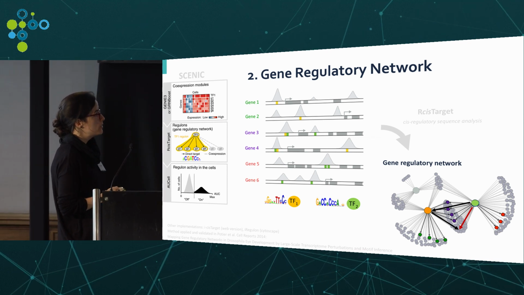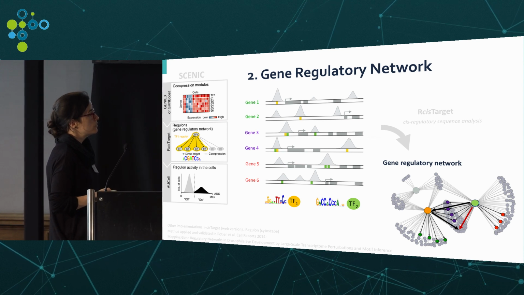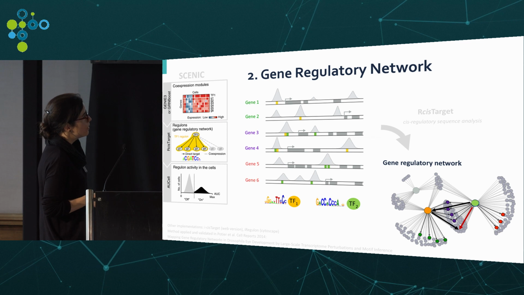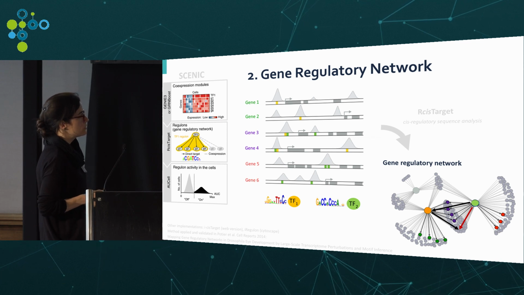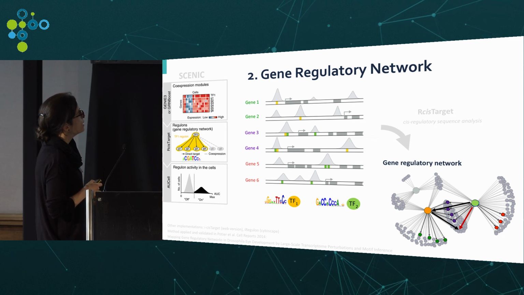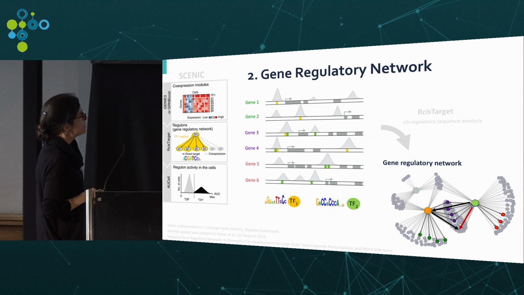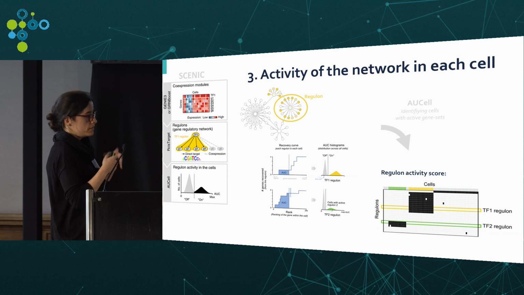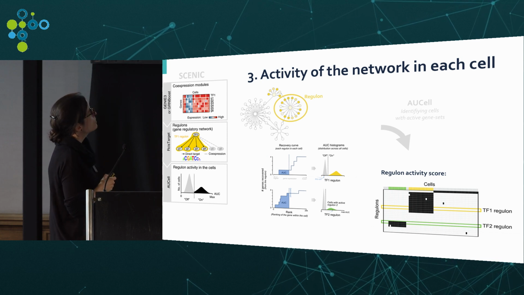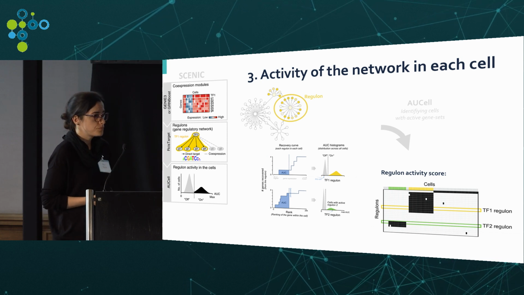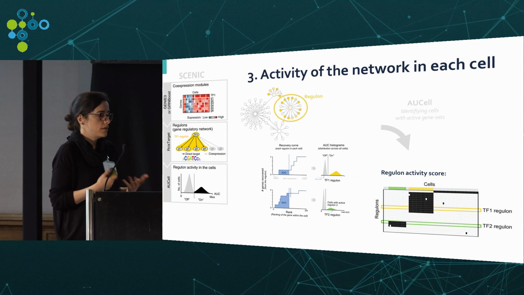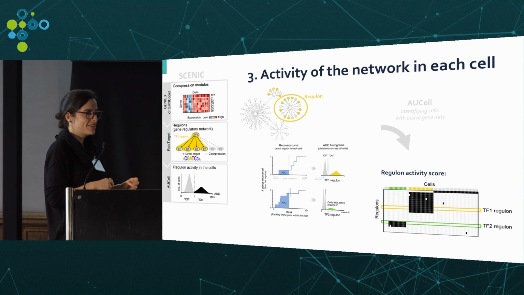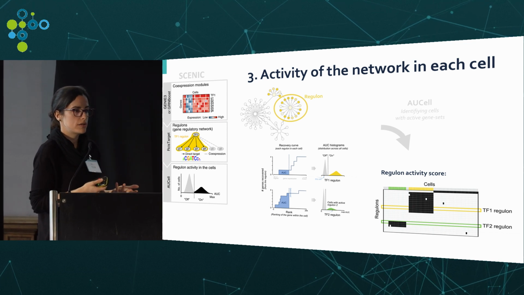In order to prune this network and get mostly direct targets of the transcription factors, what we use is motif enrichment analysis. We input all the targets of a transcription factor based on co-expression, and then keep only those that have enrichment of the transcription factor binding motif. This set of a transcription factor with its targets is what we call a regulon. The union of all these regulons is what forms the global gene regulatory network.